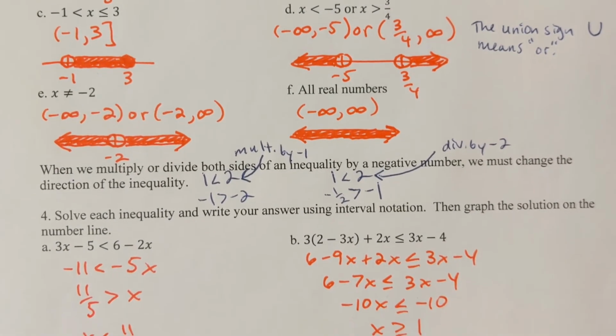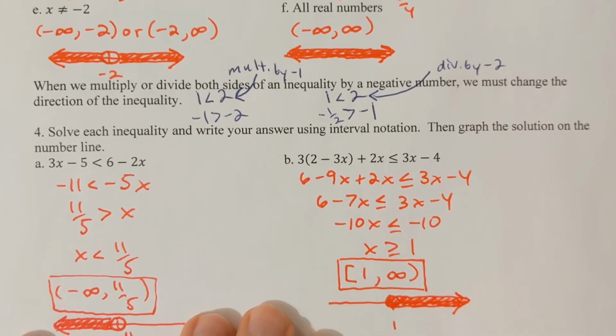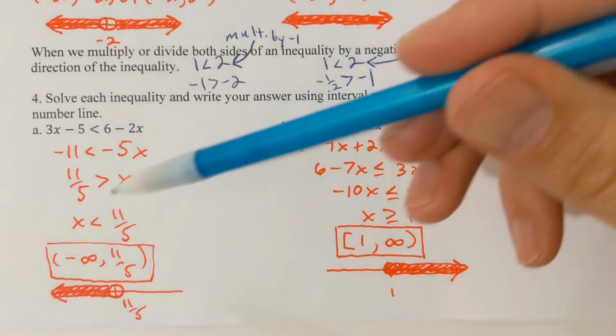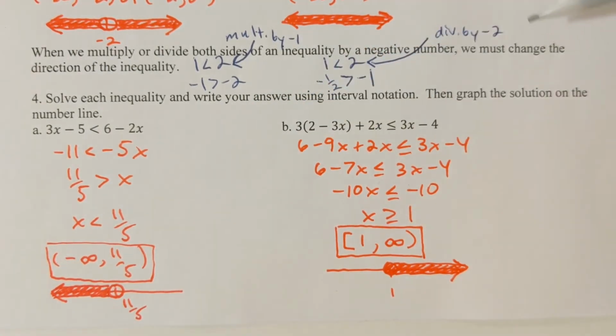Now, when it comes to inequalities, they work very similar to what we see with equations. When we solve an inequality, we want to get x on one side and then the numbers on the other side. One huge difference, though, that we need to make sure that we note here is when we multiply or divide both sides of an inequality by a negative number, we must change the direction of the inequality, okay? Here's just 2 quick examples to show you why we are switching the sign.